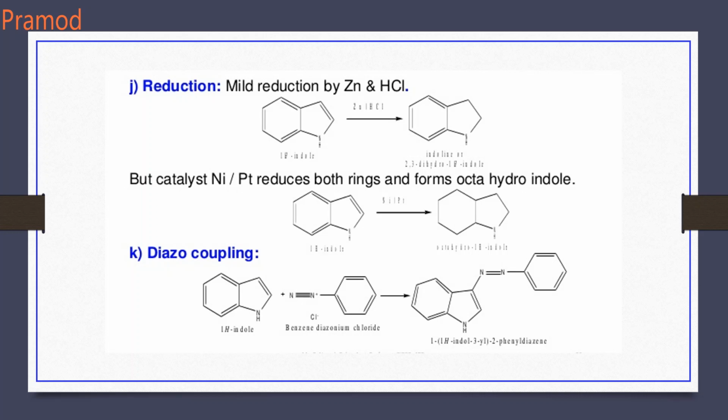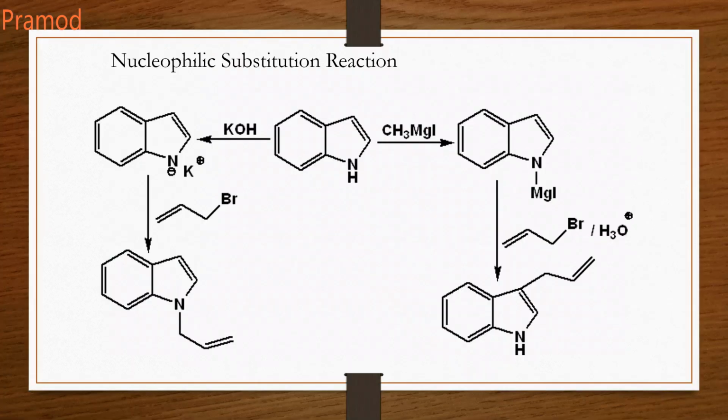It also undergoes a diazonium coupling reaction at the third position, giving the 3-azo indole (phenylhydrazine derivative). The diazo compound is formed at the third position. As I said, it undergoes nucleophilic reactions. With a base, it forms a salt, because the N-H is acidic, and that salt can react with an alkyl bromide to give substitution.